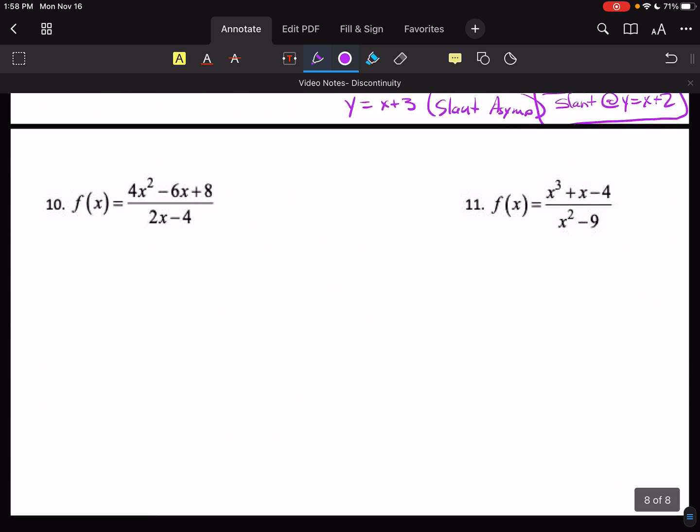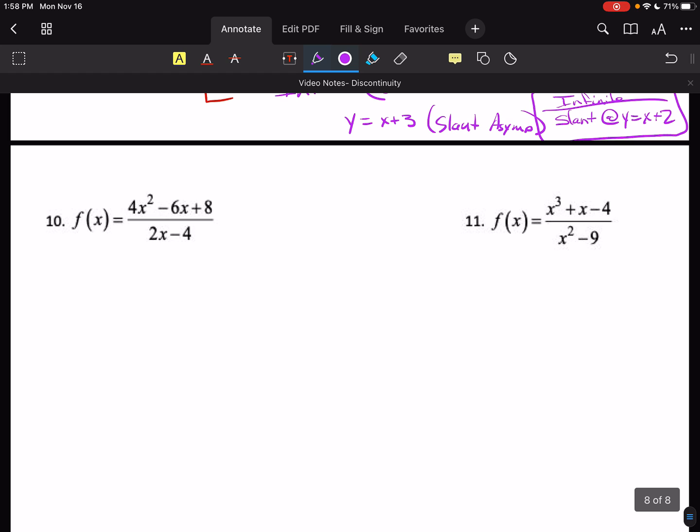Now, there are 2 more problems here. Go ahead and practice them. Try those on your own. They are on the answer key for the notes in Schoology, so if you want to check your work after you try these, go for it. If you have questions on them, bring them up in class.